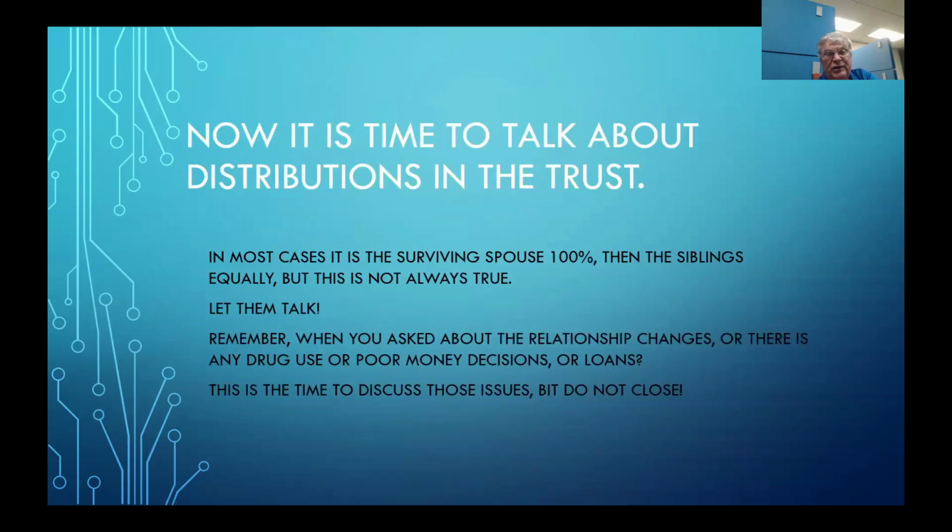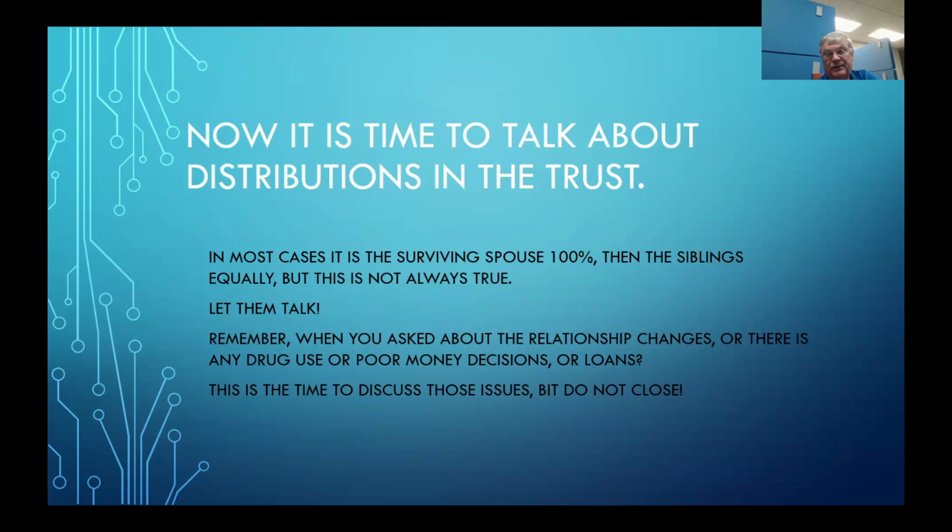So now it's time to talk about distributions in the trust. And there's a section on there that you can walk them through and let them fill it out. In most cases, it is a surviving spouse, 100%. Matter of fact, I'm going Saturday afternoon to my friend who passed away, and she asked me the question, am I 100% beneficiary of these assets? And I said, yes. And she said, can I make some changes in how they're distributed? And since John didn't put any requirements on it, then yes, she can make some changes if she wants to. She's 100% beneficiary. Everything there belongs to her. Then the siblings equally, but this is not always true.